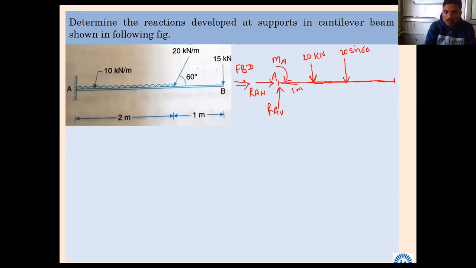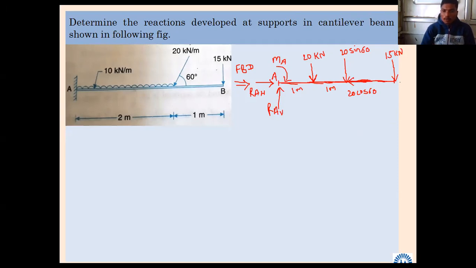Similarly here, what will be that? 20 cos 60. And which forces remained now? Here there will be a 1 meter distance again, and this is 50. Correct, 15 kilonewton.